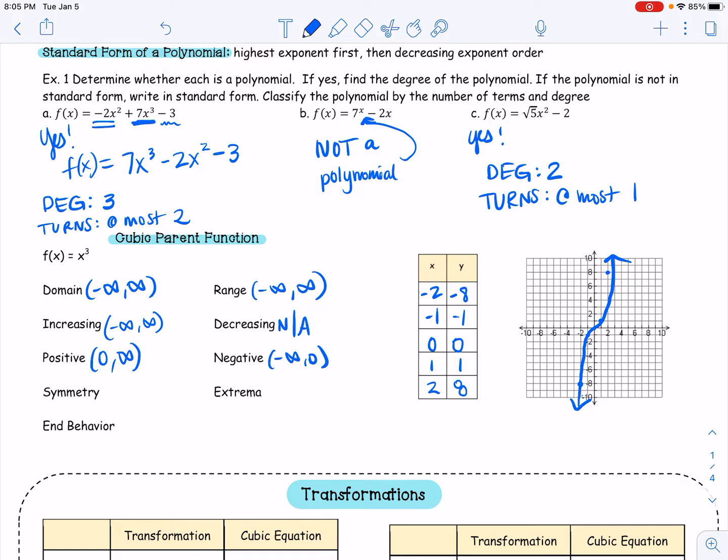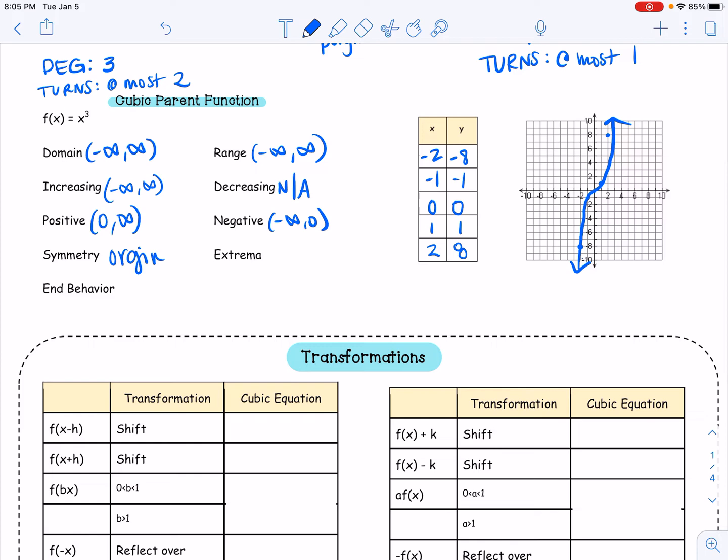However, this does have some symmetry, and we call it origin symmetry. And origin symmetry means that if I were to rotate this 180 degrees, or if I were to flip over the x and the y-axis, then I would get the exact same result from the original. We're going to talk about this later on, but this also means, because it has origin symmetry, that it is an odd function. Okay, we're going to talk about that later on, but I just want to kind of put it in your ear now.